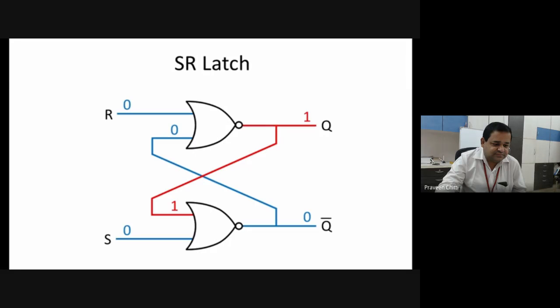Applying a set pulse at S will always force the latch into a set state, regardless of the previous state of the latch. Similarly, applying a reset pulse will always force the latch into a reset state.